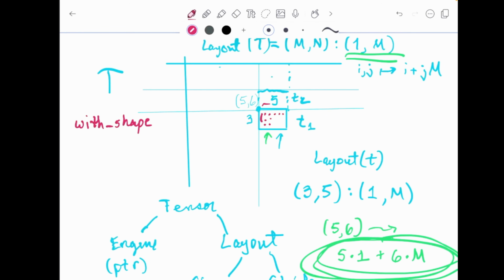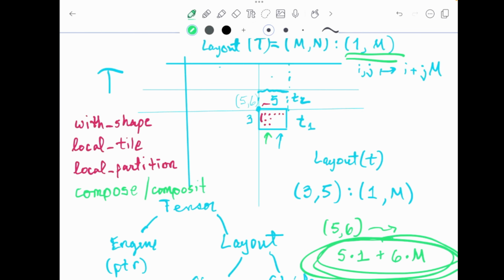There's one called local_tile. There's one called local_partition. And then the one that might blow your mind a little bit is just called compose, or composition. I debated whether or not to put this in the talk, and I'm glad I didn't, because it's already going longer than I anticipated, which is great.